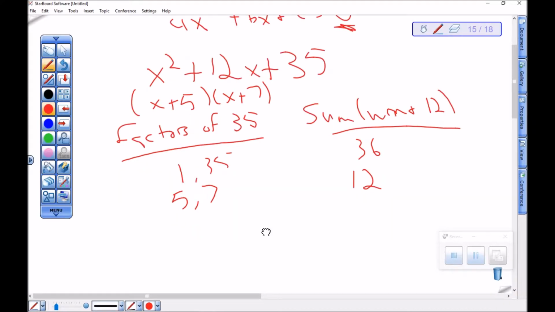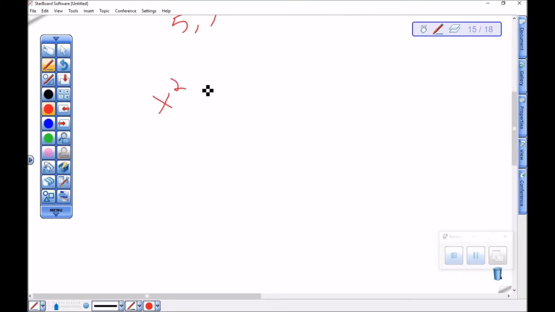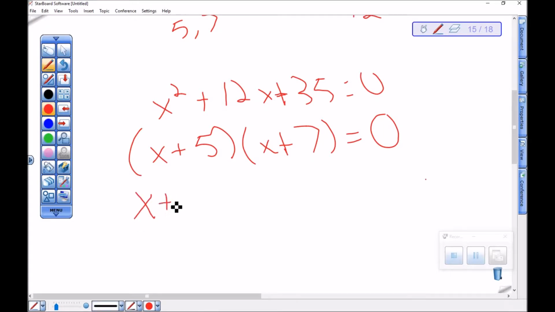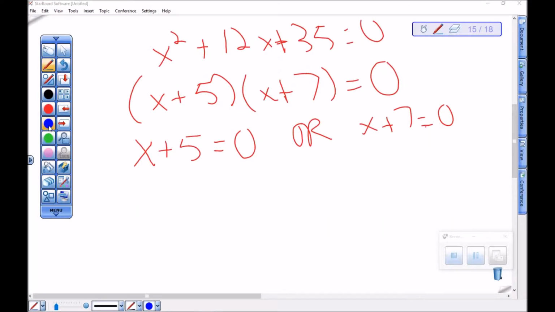That means I can rewrite my equation of x squared plus 12x plus 35 equals 0 as instead x plus 5 times x plus 7 equals 0. Now, from the zero product principle, I know that if two real numbers multiply together to be 0, then one of them is 0, or the other one's 0, or both. I'm left with two nice linear equations to solve.